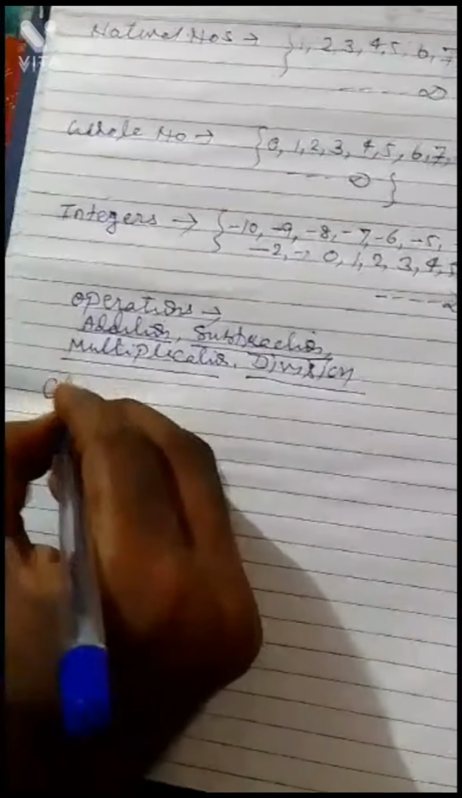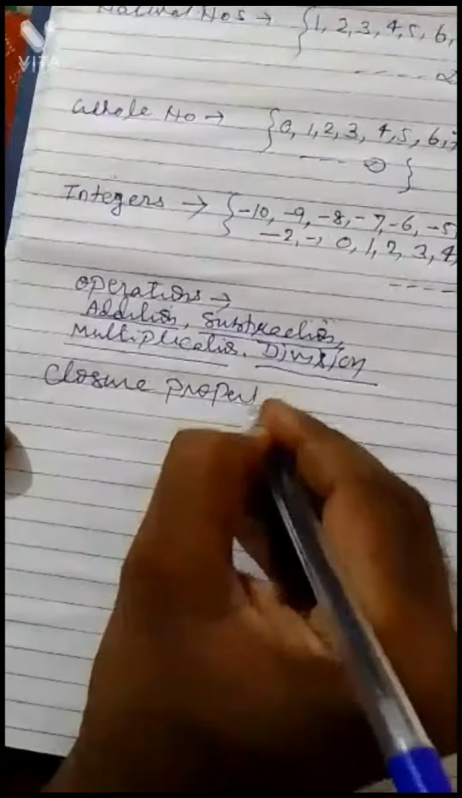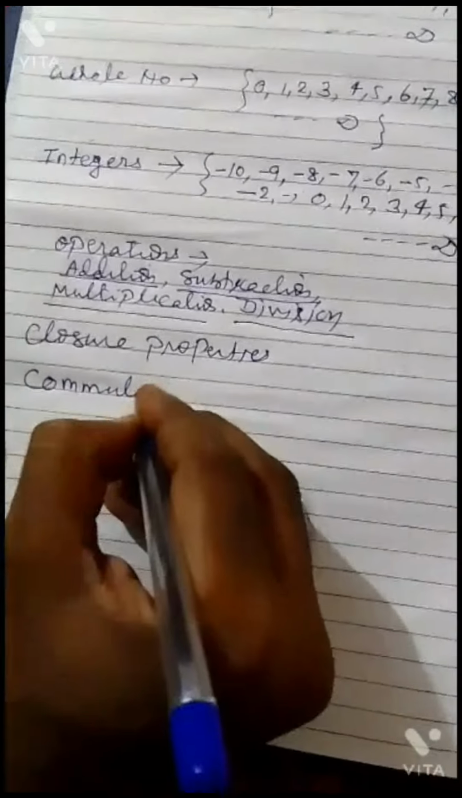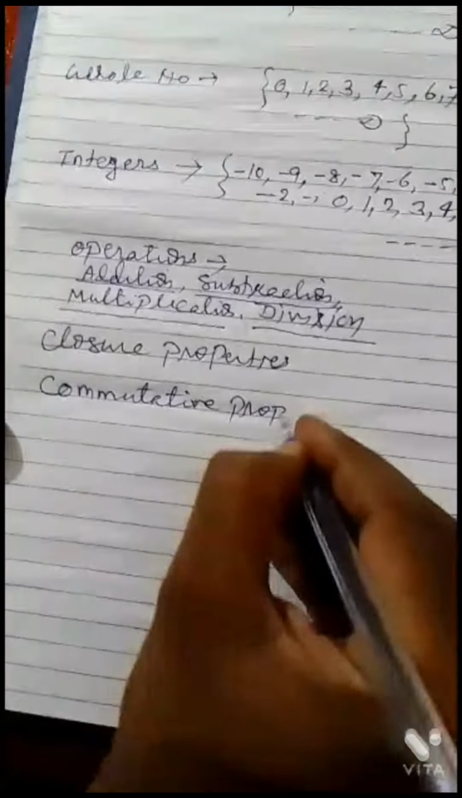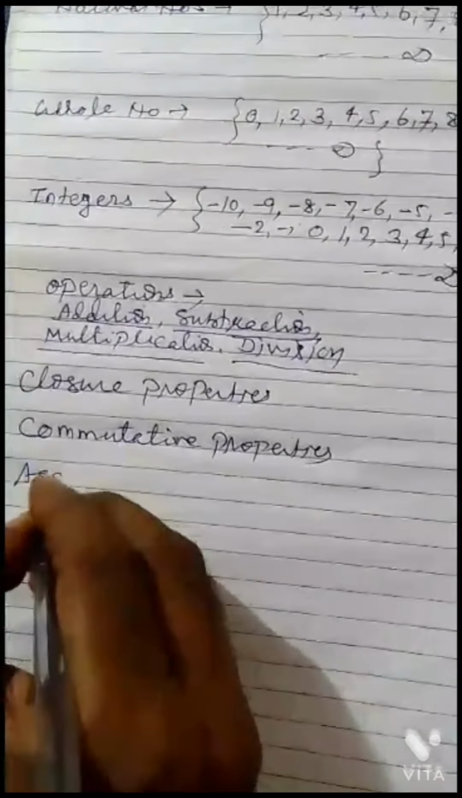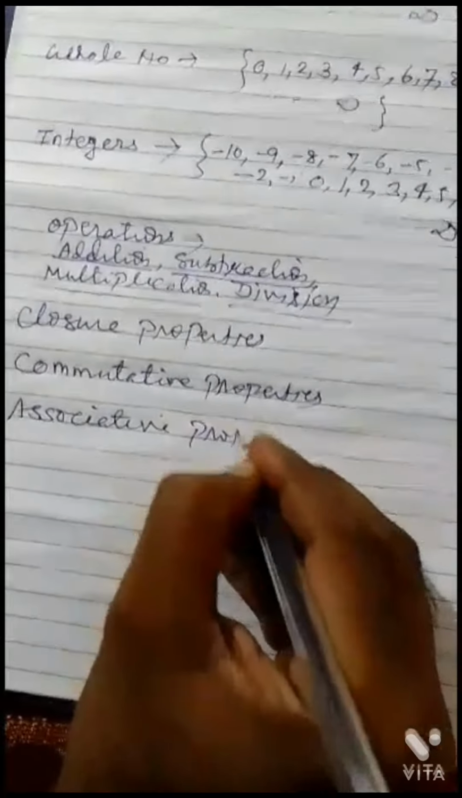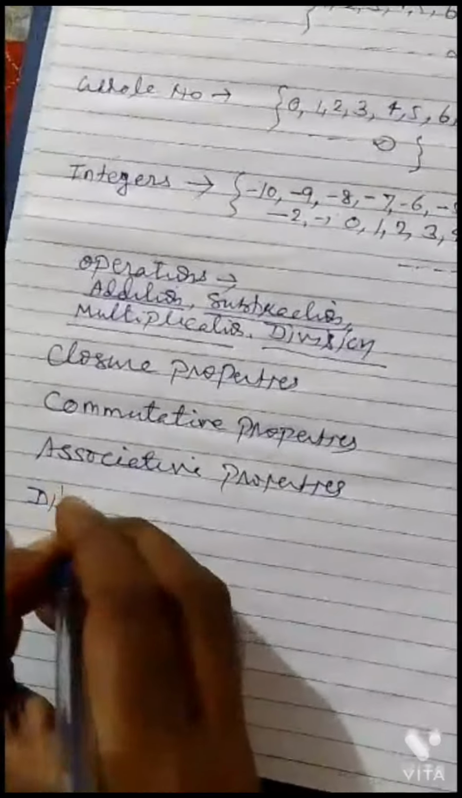Now let us understand the properties of numbers. We first go for the closure property of numbers. Then come the commutative properties. Then we come to the associative properties. Then we come to the distributive properties.